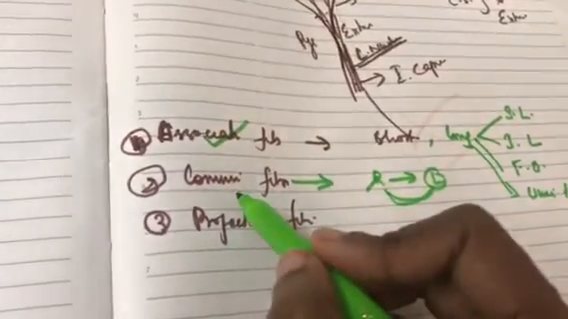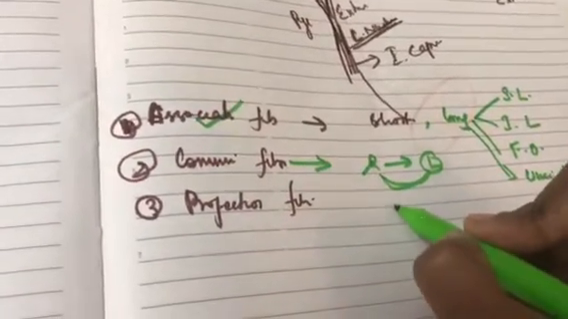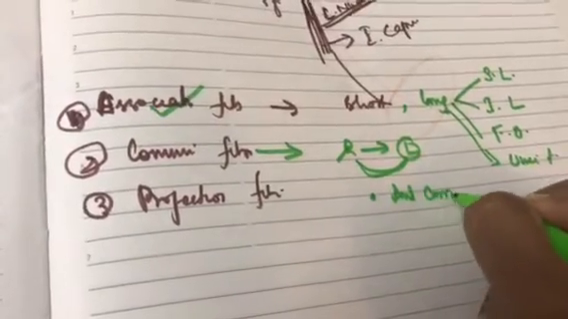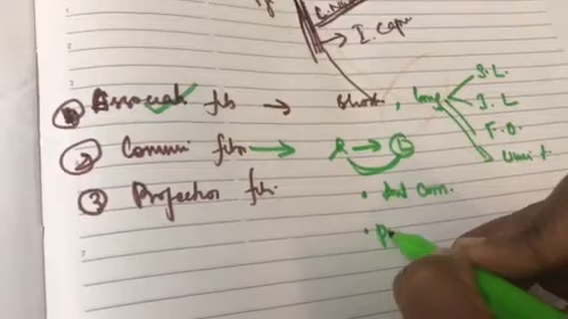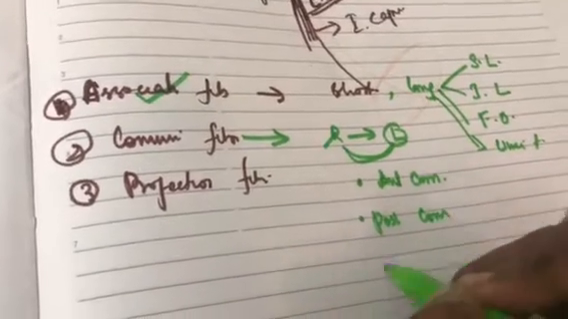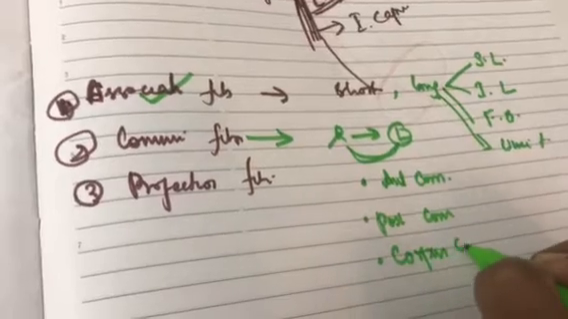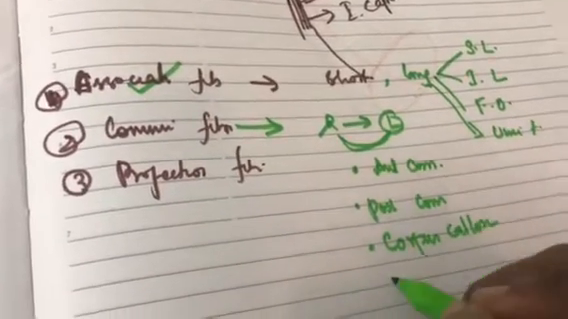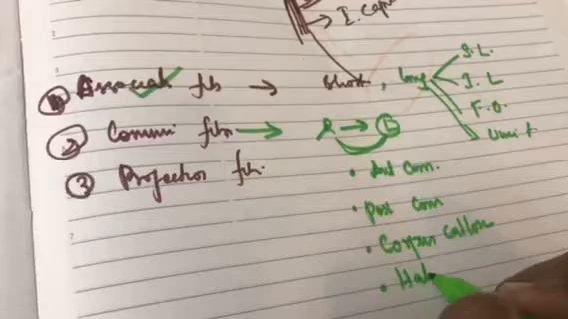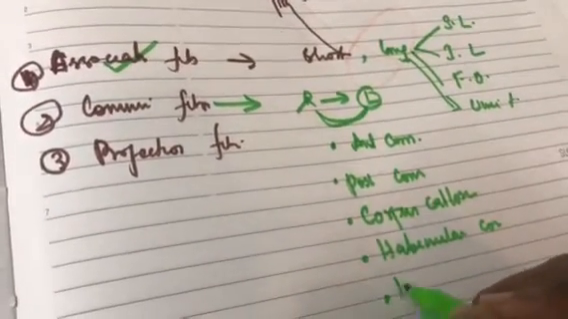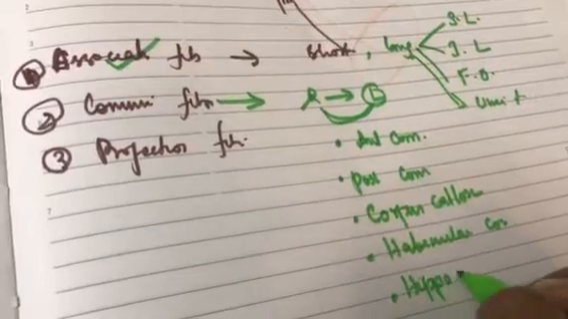That's why it is called commissural fiber. So what are the commissural fibers? Number 1, you have the anterior commissural fiber and the posterior commissural fiber, and you have the most important commissural fiber called corpus callosum. The fourth one is habenular commissure, and the last one is hippocampal commissure.